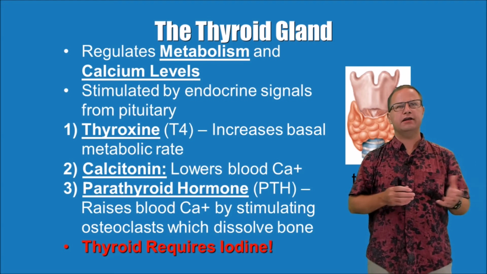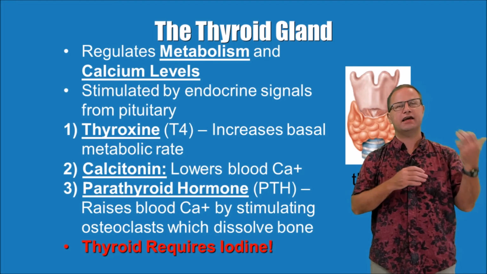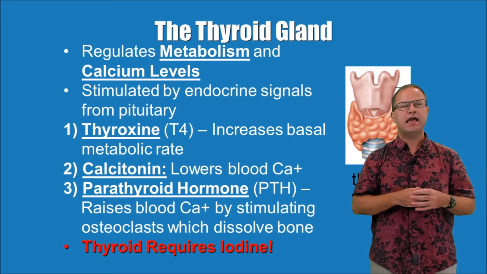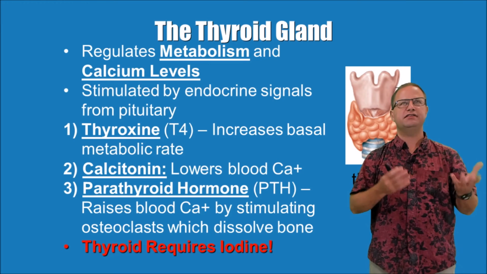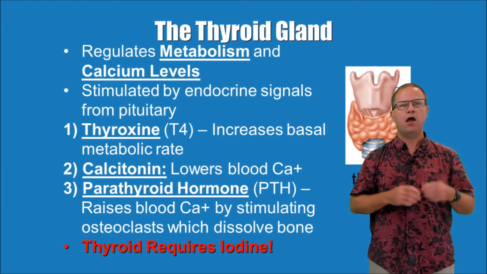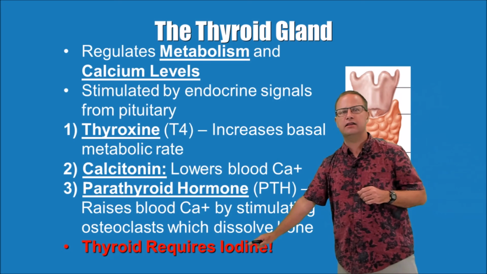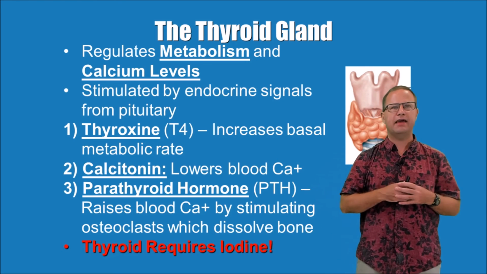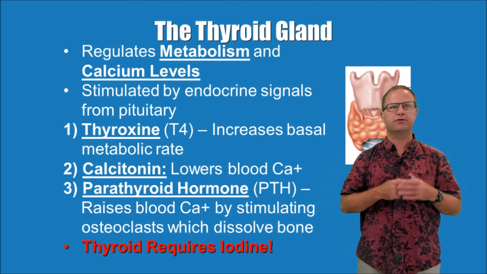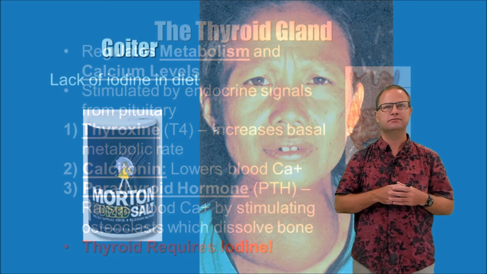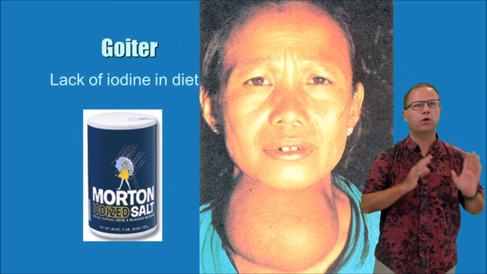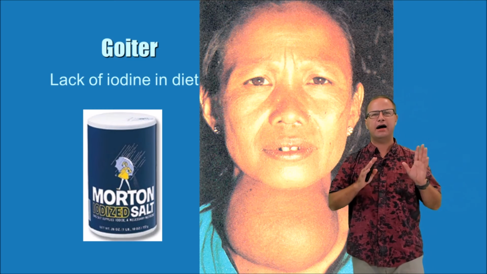So big picture here is that the thyroid secretes calcitonin, which regulates calcium levels, and it also secretes thyroxine, which sets our basal metabolic rate. One thing we also need to mention is the thyroid gland requires iodine in order to make thyroxine. So what happens if we're not getting enough iodine in the diet? Well, this might happen, something called goiter. Goiter is caused by a lack of iodine in the diet.